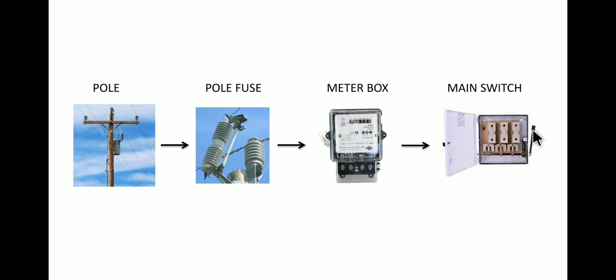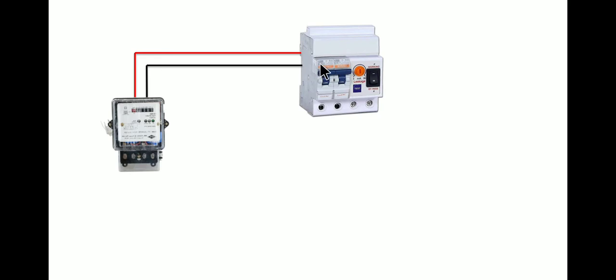And if you pull this lever up, then the whole circuit will be on. So that's why it's called the main switch. From the meter, the lines that come out, one will be red, that is the live, and the other one, the black one, is the neutral, which enters the ELCB, also called the earth leakage circuit breaker.